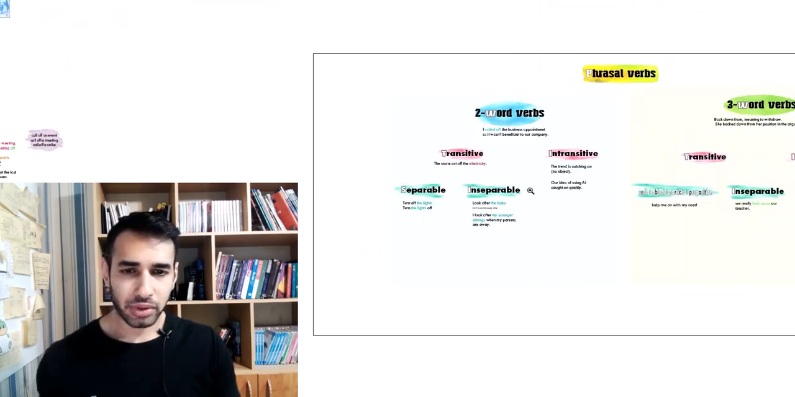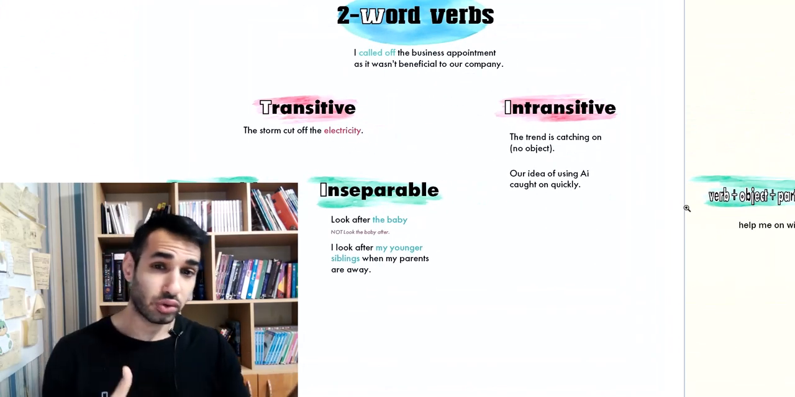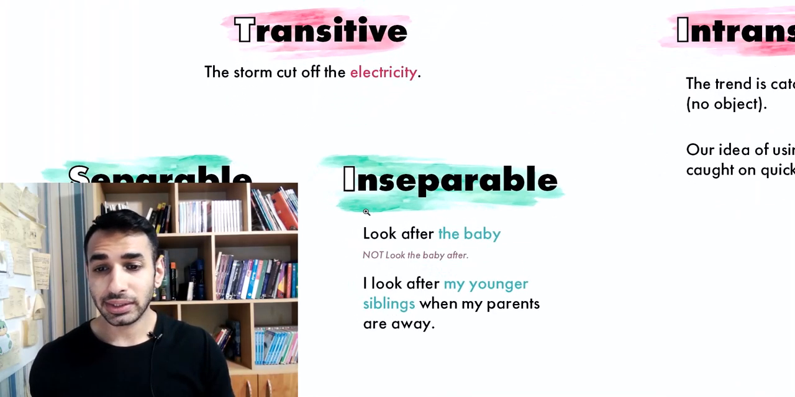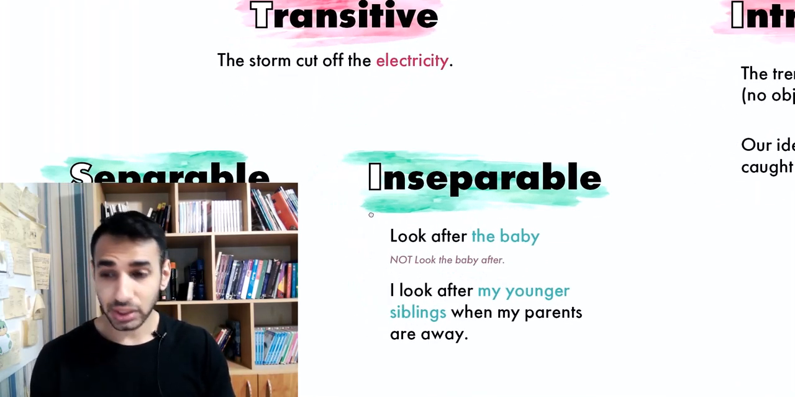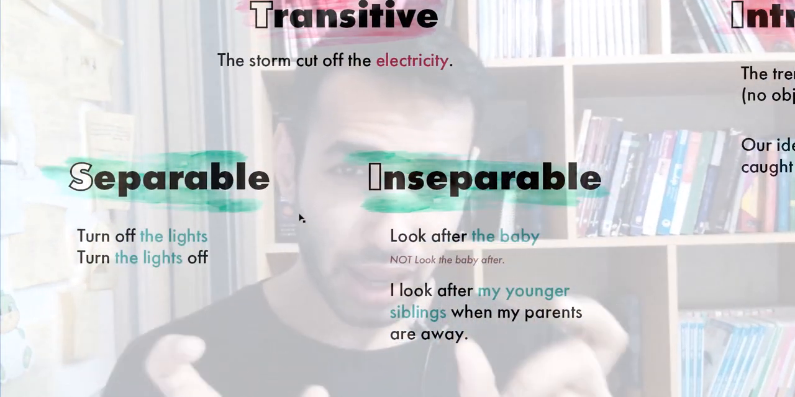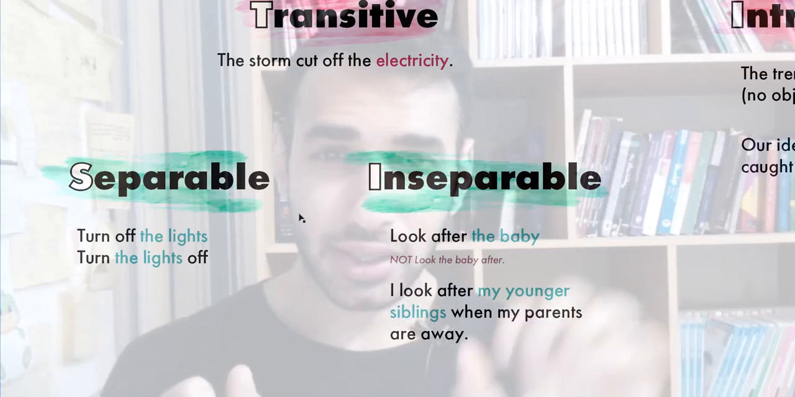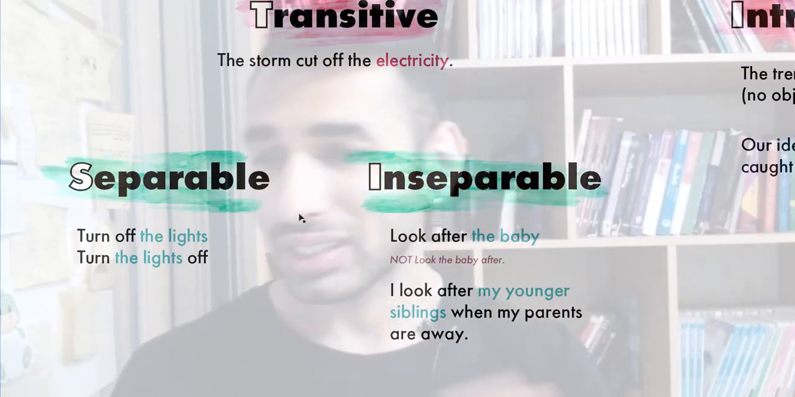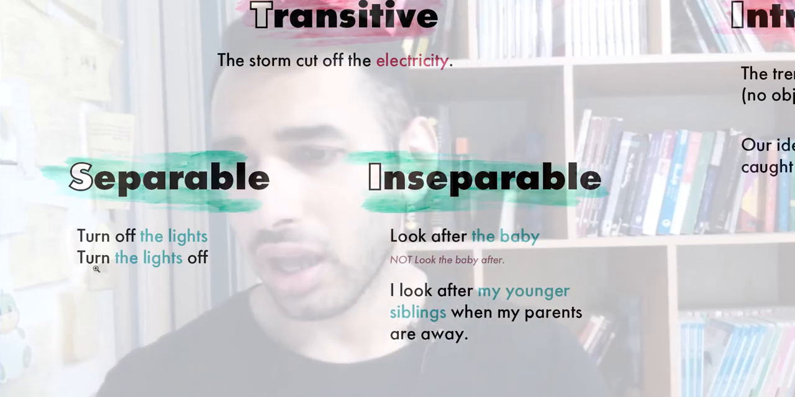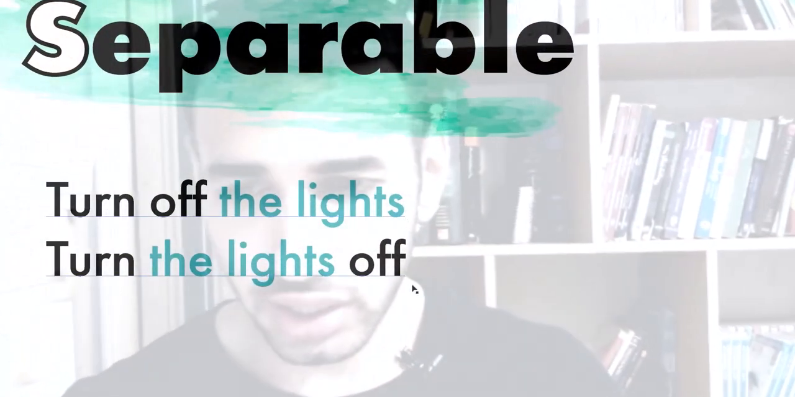And I'm going to record another video for intransitive phrasal verbs. But in this video, we want to learn separable and inseparable phrasal verbs. Separable are the ones where the two parts of the verb can separate and the object can come between them. For example, turn the lights off. The object, the lights, can come between the turn and off.